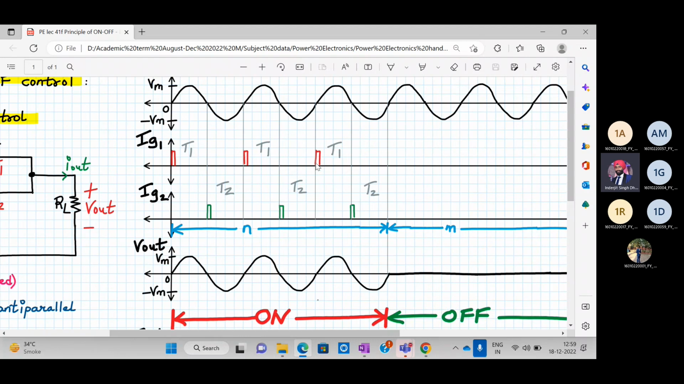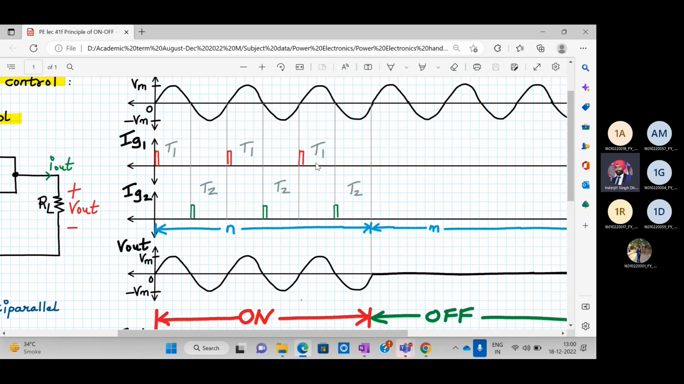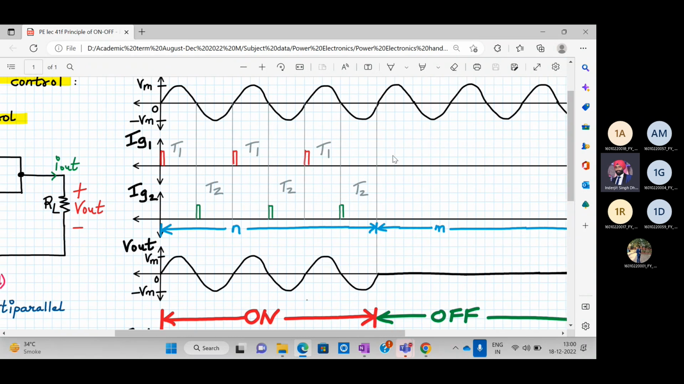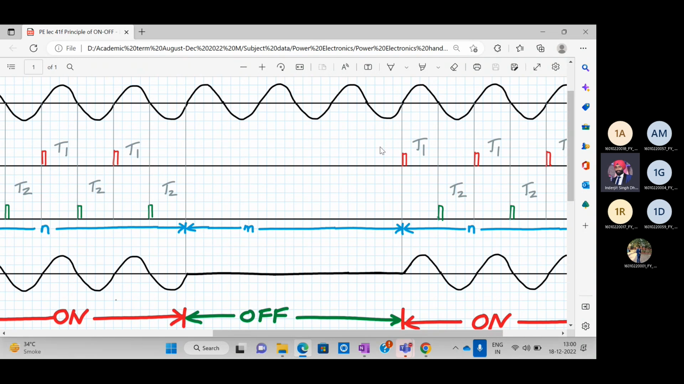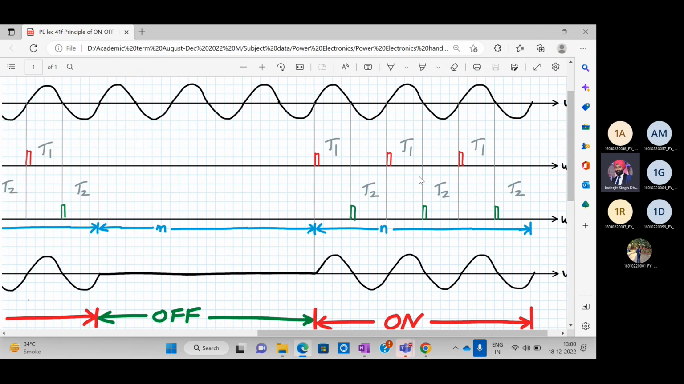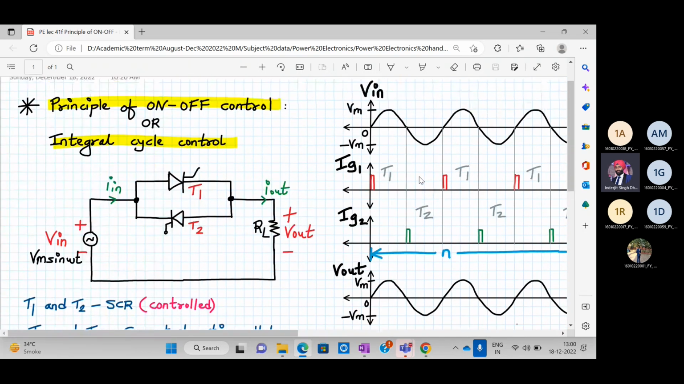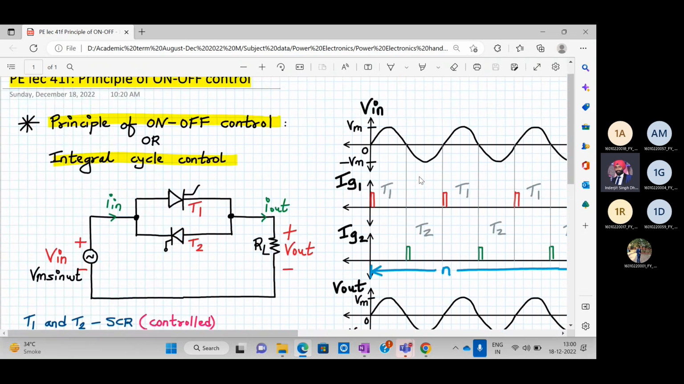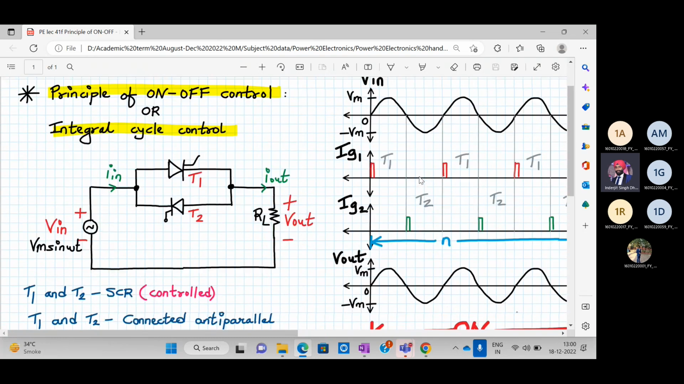You have to have a control on when the triggering pulses will not be applied. That's the challenging part. So for the first 3 cycles, you apply the triggering pulses. For the next 3 cycles, you don't apply the triggering pulses. And for the next 3 cycles, again you apply the triggering pulses. So alternatively, you turn it on and off. It's very famously called integral cycle control, but in your syllabus it is mentioned as principle of on-off control.